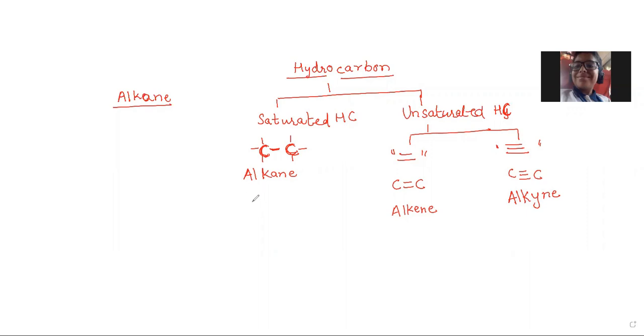The general formula of alkanes is CnH2n+2. For alkenes, the general formula becomes CnH2n, and for alkynes the formula becomes CnH2n-2. So hydrocarbons form three different categories: alkane, alkene and alkyne, and the general formula goes like this.